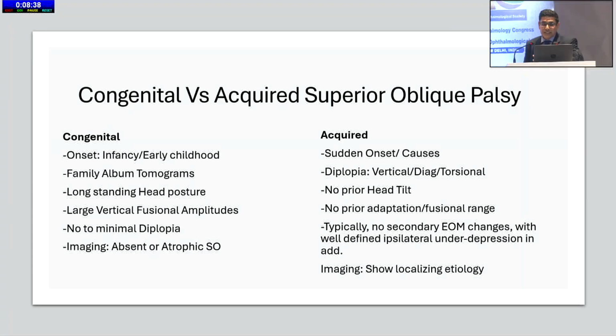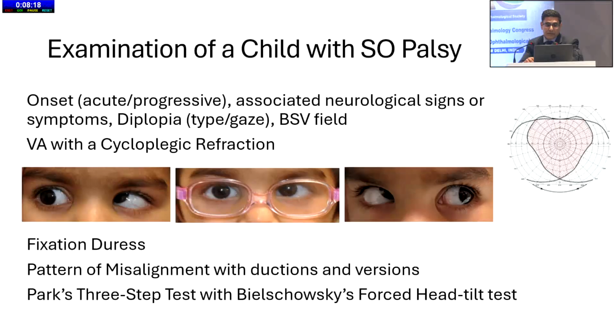These patients typically will not complain of diplopia, and they might have a large vertical fusional amplitude. And if you do imaging in these patients, you'll invariably see atrophic superior obliques and sometimes even absent superior obliques, as opposed to the acquired cases where you might actually pick up some localizing etiologies.